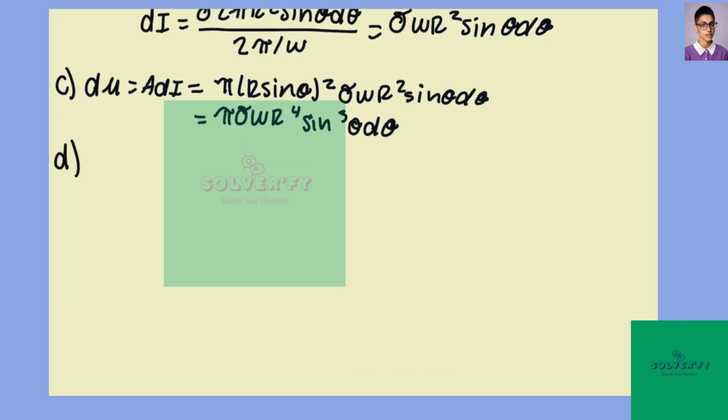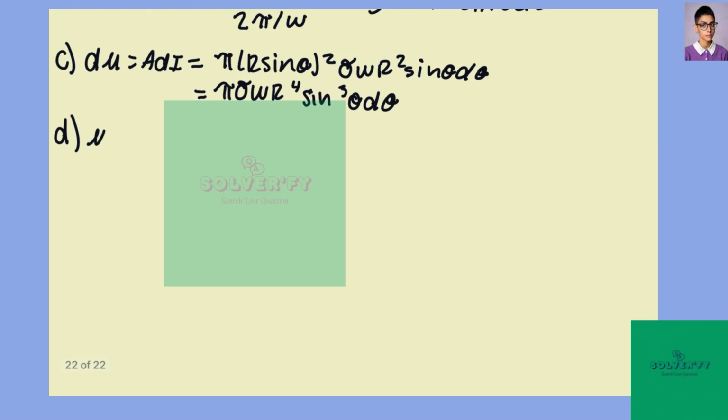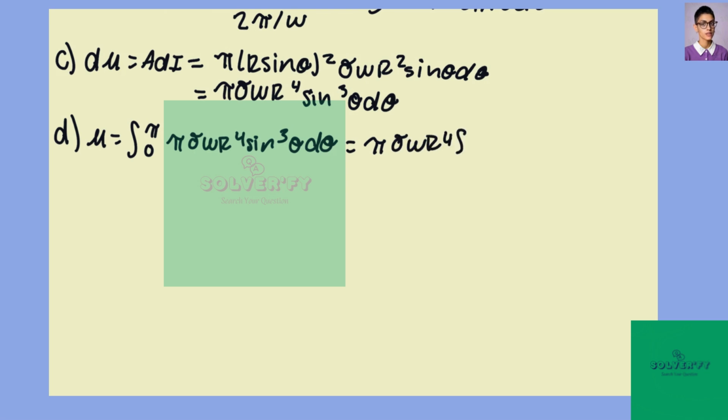So for part D, we integrate to find the magnetic moment. So μ equals the integral from 0 to π of πσω r⁴ sin³θ dθ, and that is equal to πσωr⁴ times the integral from 0 to π of sinθ times 1 minus cos²θ dθ, and that equals 4πσωr⁴ divided by 3.